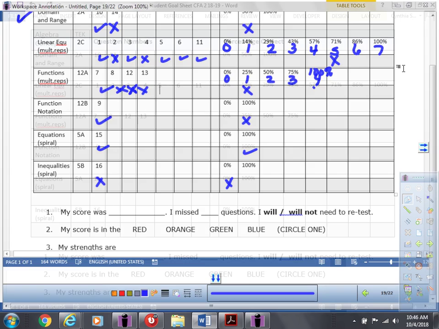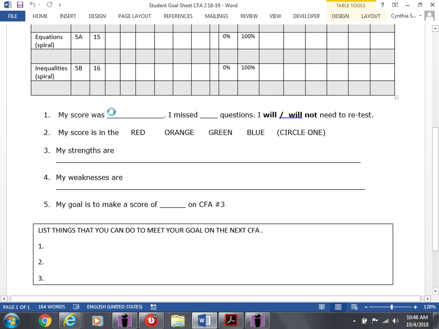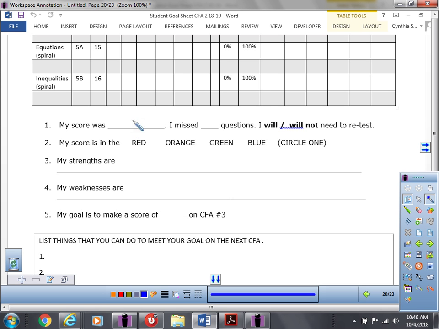So now let's look at the bottom. Once you do that, it says my score was. Fill in your score right here. This is where your score goes. And count how many questions you got wrong. So if you got a 94, you only missed 1 question. And right here it says, I will or will not need to retest. Well, this person will not need to retest. They made a 94. But if you failed it, circle will. You will need to retest to bring your average up.